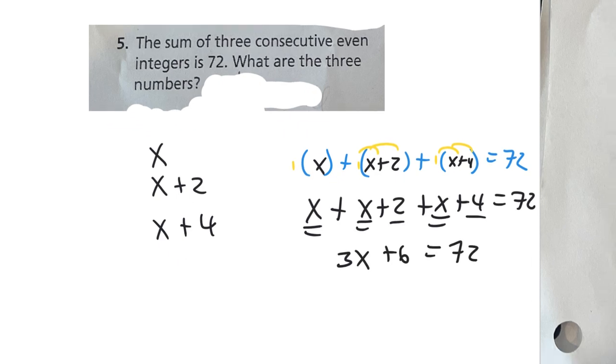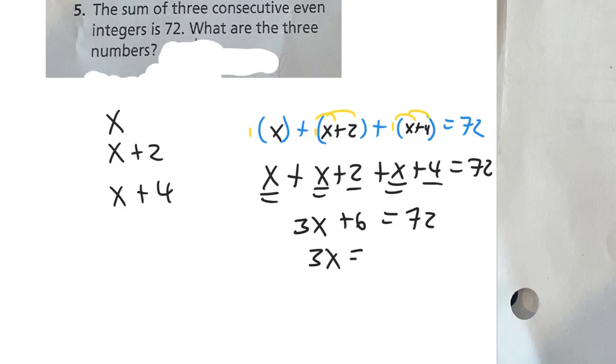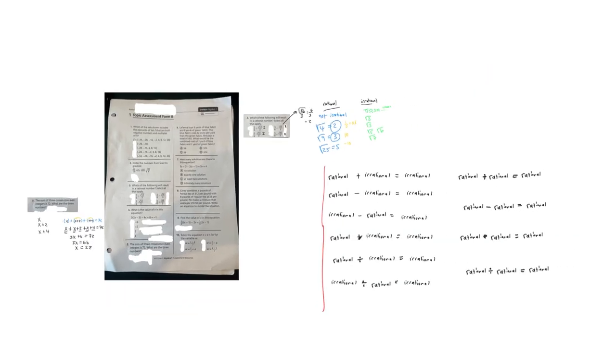Subtracting 6 from both sides would give us 66. Dividing both sides by 3 would give us 22. So that's that one.